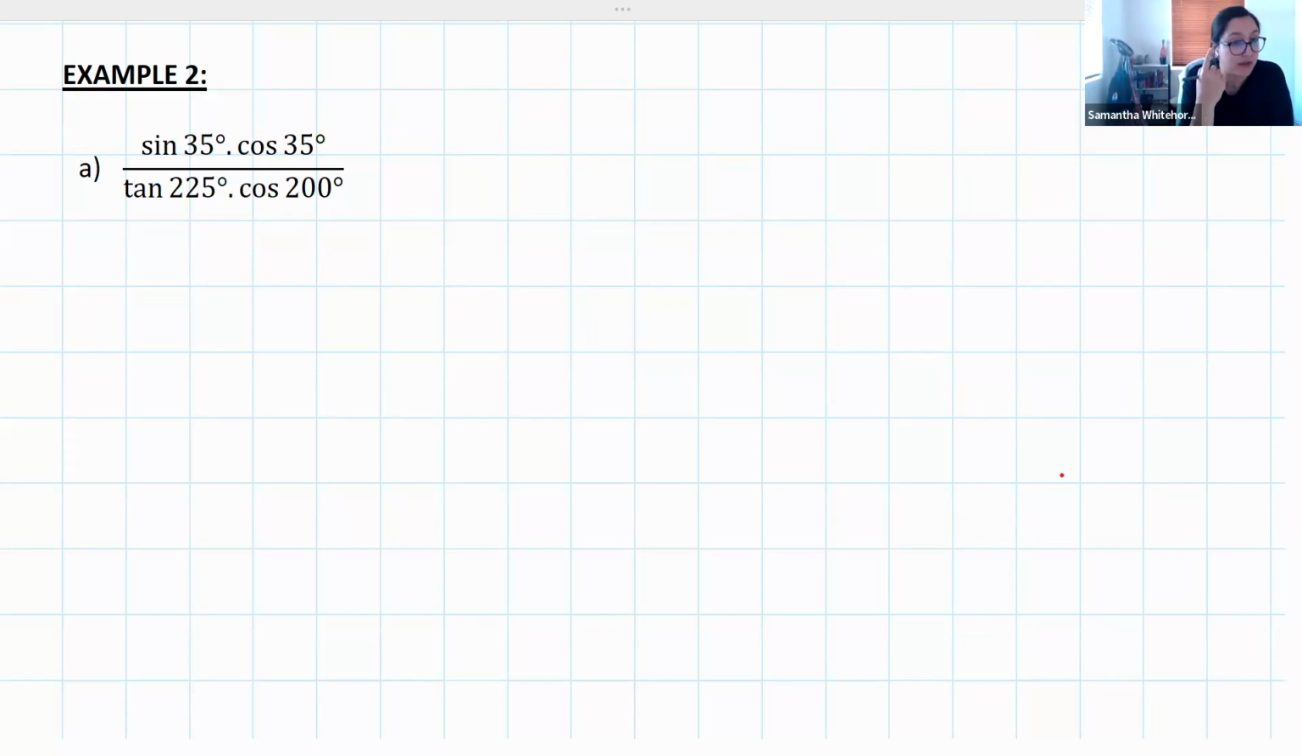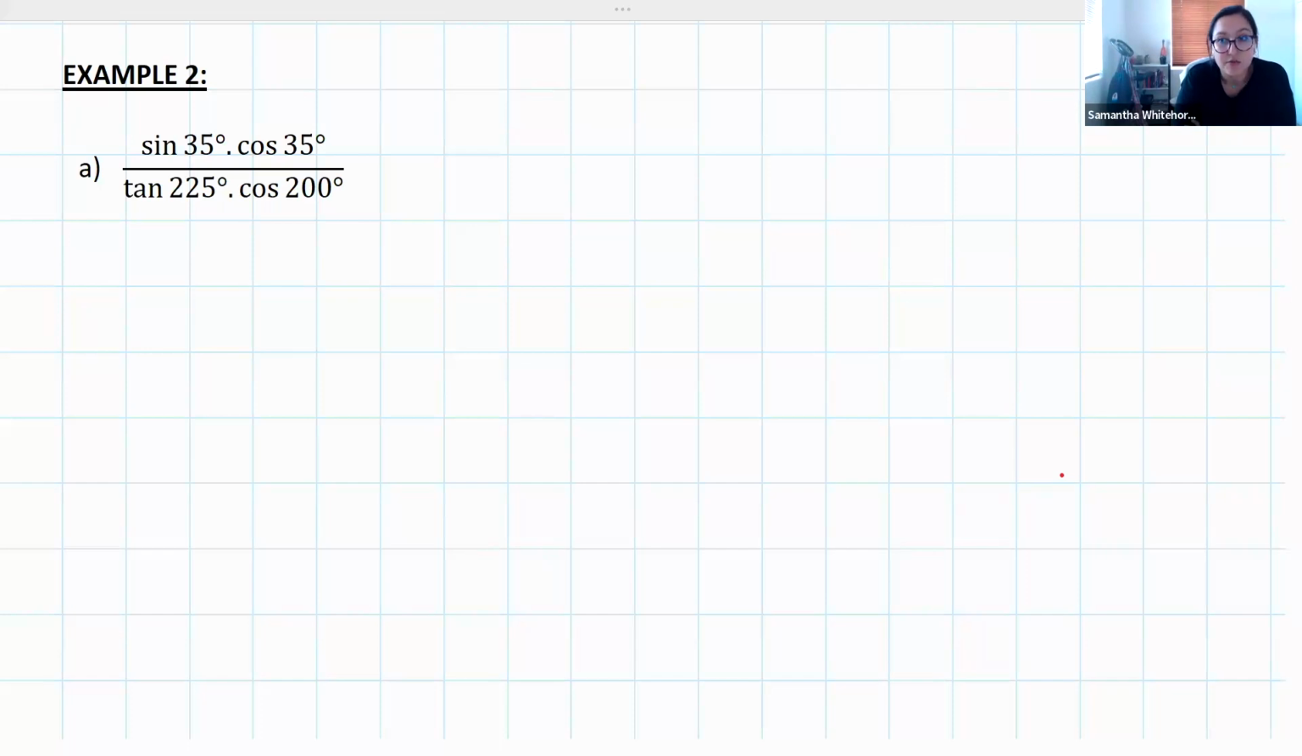And so again, we need to be thinking in special angles. We need to be thinking about the fact that my answer should not have a trig ratio. It should be just a numerical value. Okay, so what we have here is sine 35 times cos 35 divided by tan 225, times cos 200.